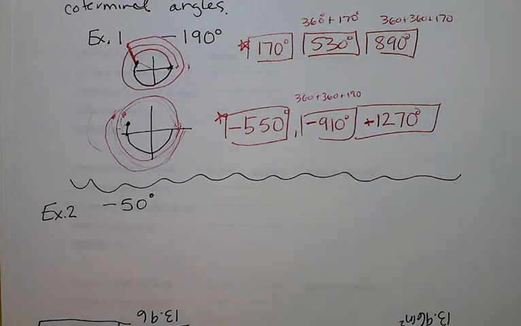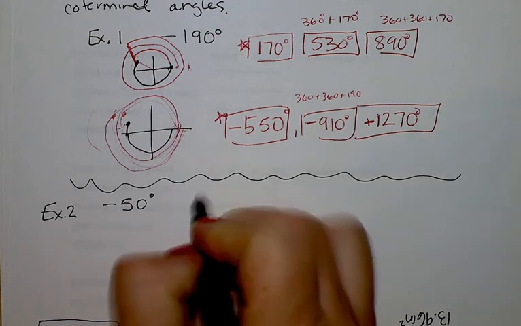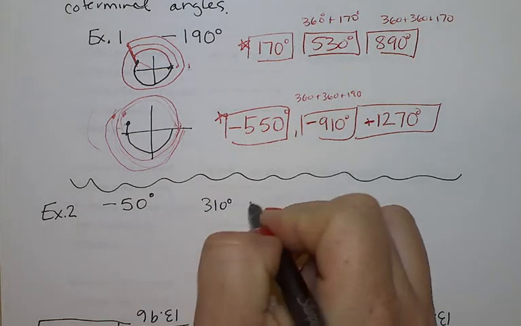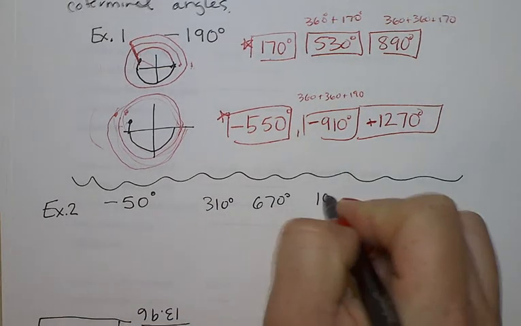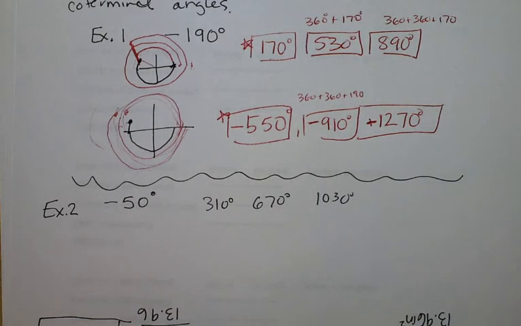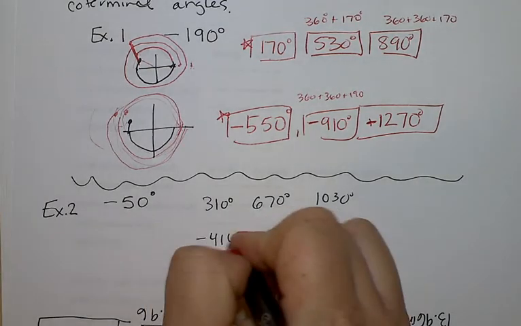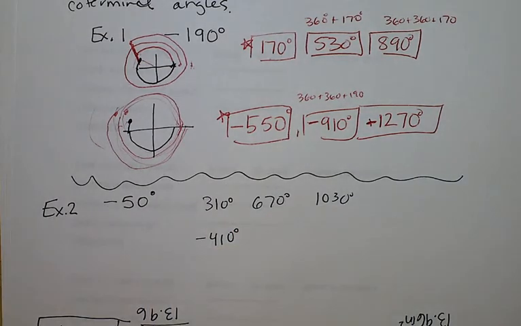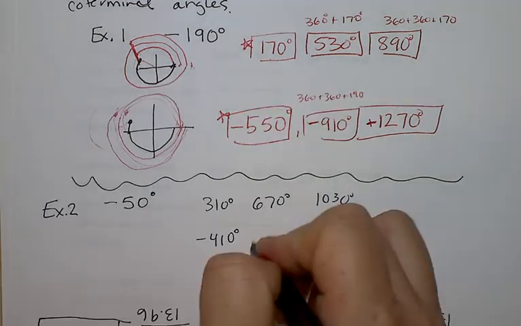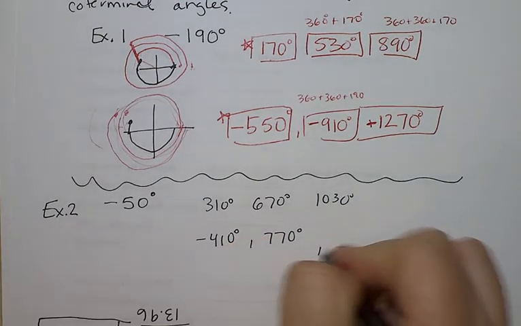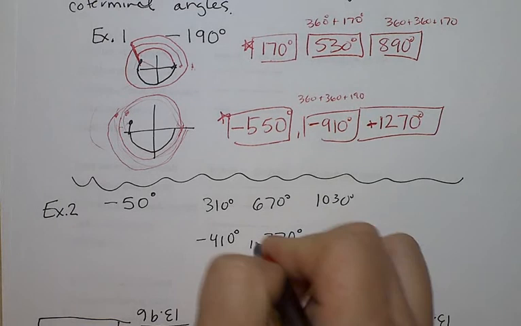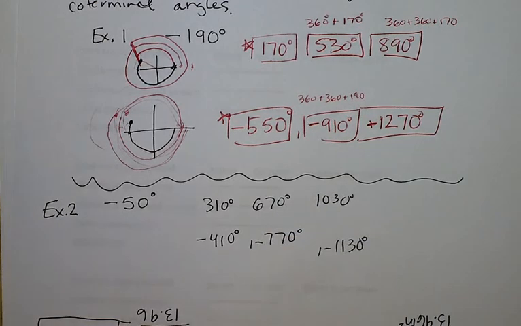Are you guys already done? Hands up if you're done. Really? Can I read these positives to you? Do you have 310? Yes. 670, and 1030? Yes. Okay, so you figure out the first one. I have negative 410. Then forget about the negatives. We'll add those on afterwards. 770, 1130, go back with the negatives. Yes. Thumbs up or thumbs down right now?